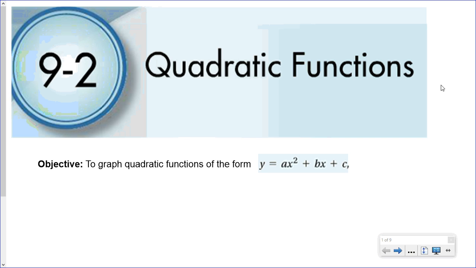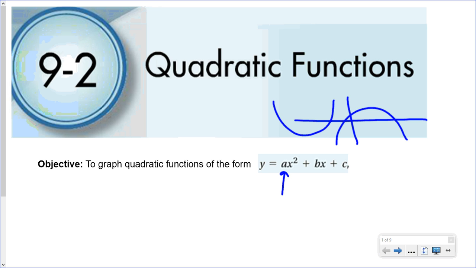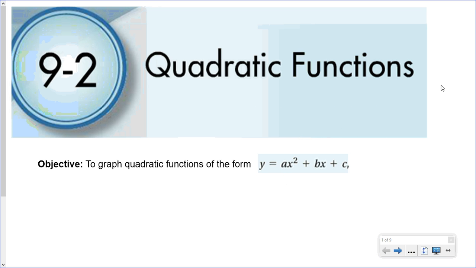This is 9.2, quadratic functions. And a quadratic function is basically a parabola, so it's a U shape. And remember, a parabola can go down or it can go up, just kind of depends on the problem. That all depends on your A value. If your A value is positive, it goes up. If it's negative, it goes down. And then there's narrow and wide graphs. So all that together, and just a couple of things on how to graph them today.